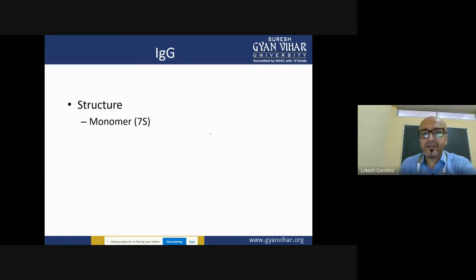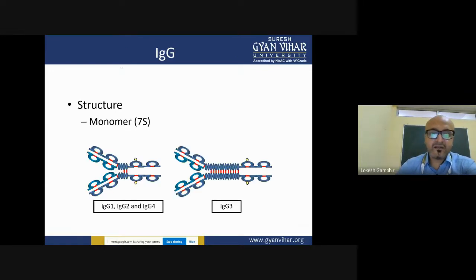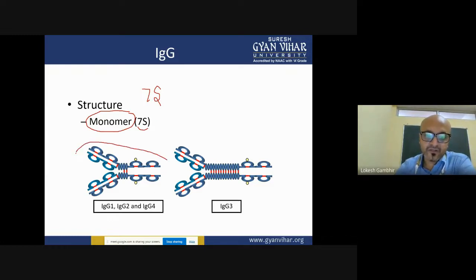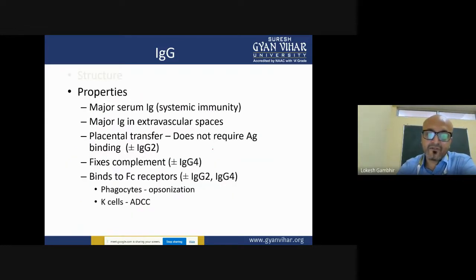So let us talk about IgG in detail. IgG is a monomer, not a polymer, and it is a 7S unit. 7S refers to the sedimentation rate, or Svedberg unit. Among the four types, three types, IgG1, 2, and 4, have a very common, similar structure, but IgG3 has an extended hinge region with multiple disulfide bonds, and that is the reason why we have different categories.